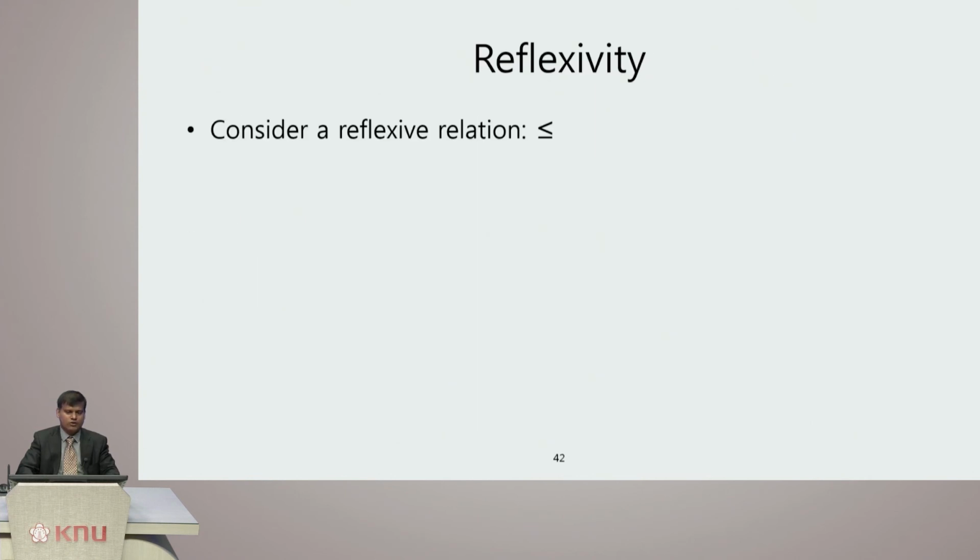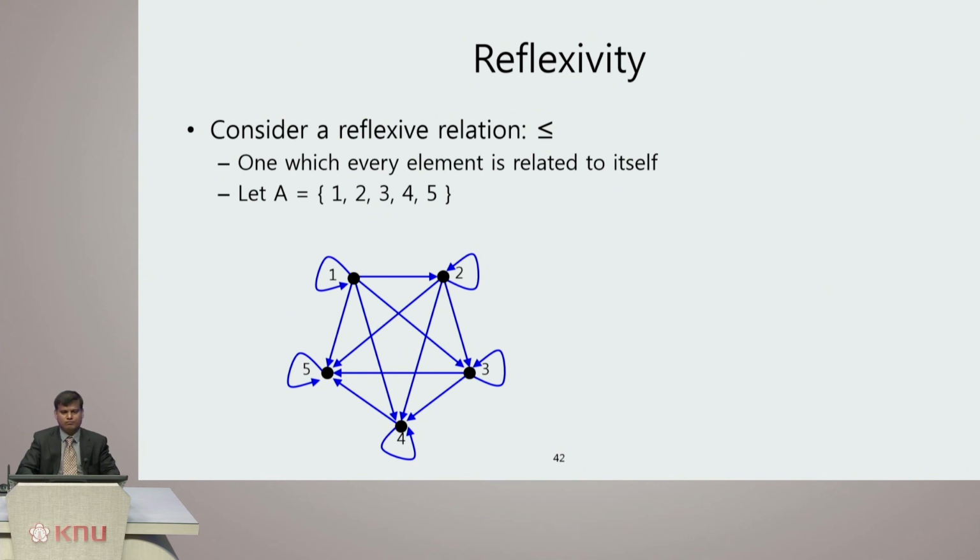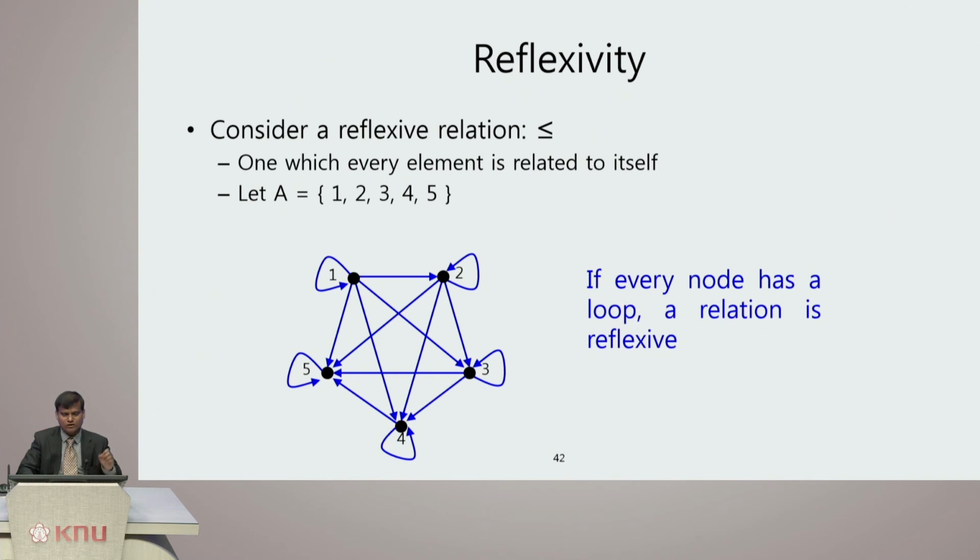Reflexive relations, let's see how it can be done. A relation in which every element is related to itself, we call reflexive. So here the set A is given as 1, 2, 3, 4, 5, and you have these loops, and they are all related to themselves. 1 is related to itself, 2, 3, 4, and 5 are related to themselves. If every node has a loop, the relation is reflexive. So whenever there is a loop, you can call it reflexive.